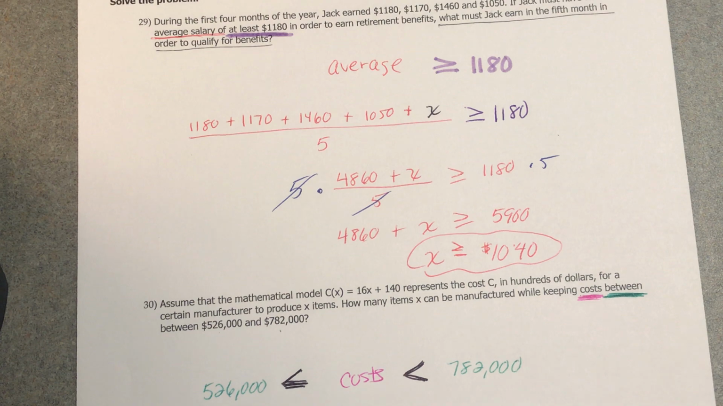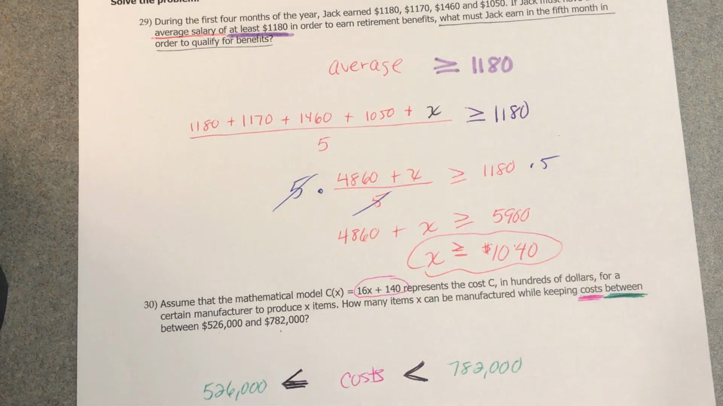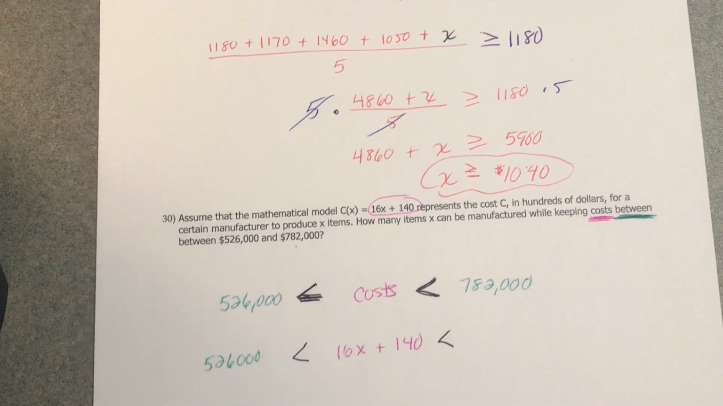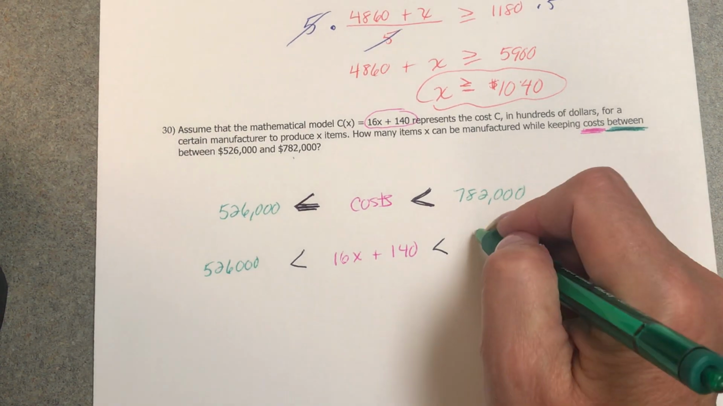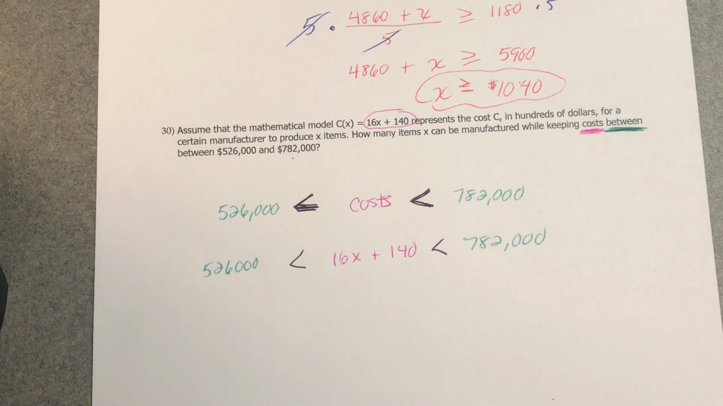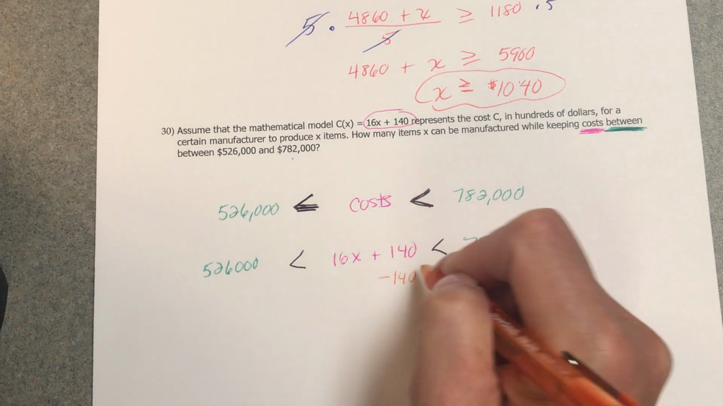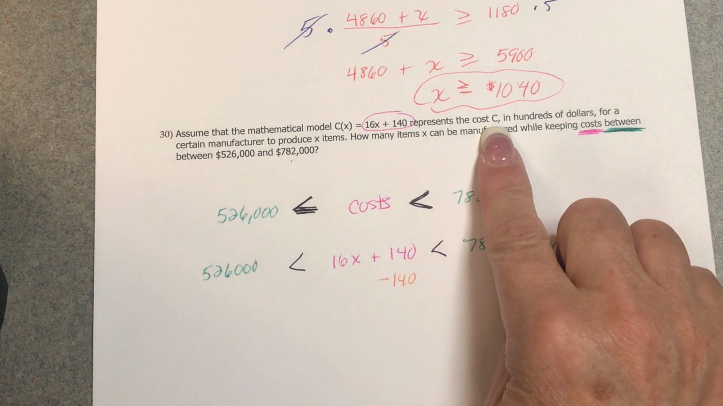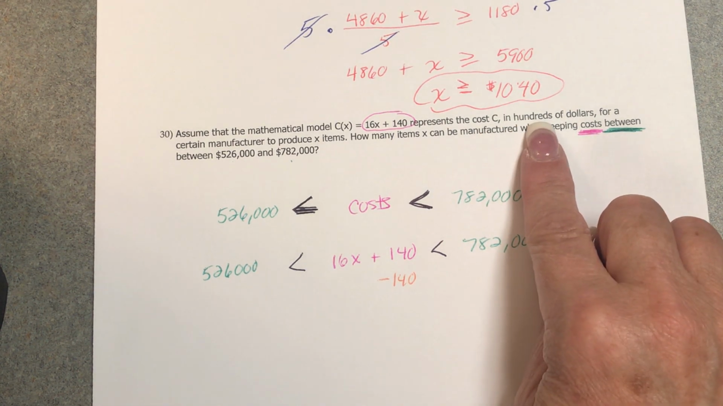Now, costs, I was told, is this thing. So I'm going to put the 16x plus 140 in between these two numbers. And now it's just one of those in-betweenies. So solve for x. I'm going to subtract 140. Oh, crap, I forgot. It says the cost is in hundreds of dollars.